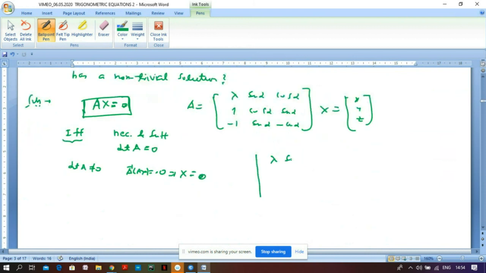So that's lambda. So it's now matrices. Now we have not yet reached this trigonometry, and -1, sine alpha and minus cos alpha equal to 0.